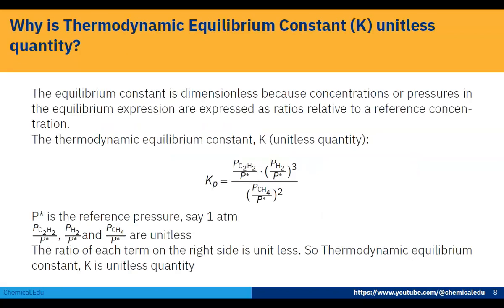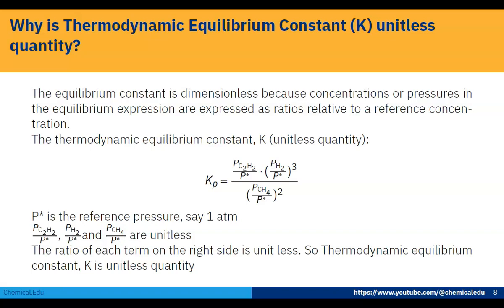Now next is, why is the thermodynamic equilibrium constant K a unitless quantity? The equilibrium constant is dimensionless because the concentration or pressure in the equilibrium expression is expressed as a ratio relative to a reference concentration or pressure. So we can write it as K. It is not Kp, it is K. So that is the partial pressure of C2H2 divided by the standard reference pressure, times pH2 by the standard reference pressure to the power 3, PCH4 by P star to the power 2.